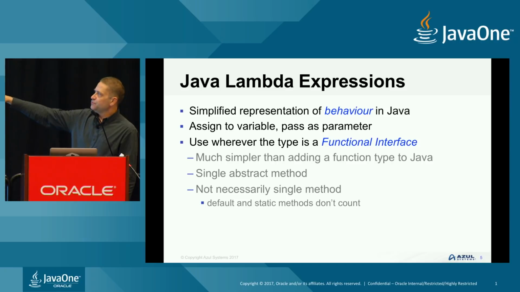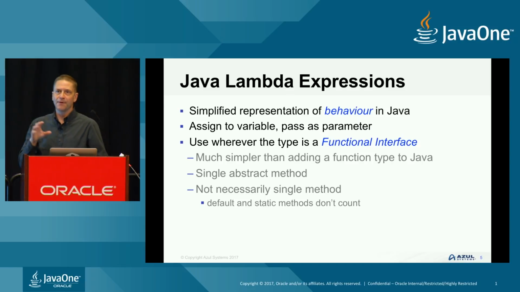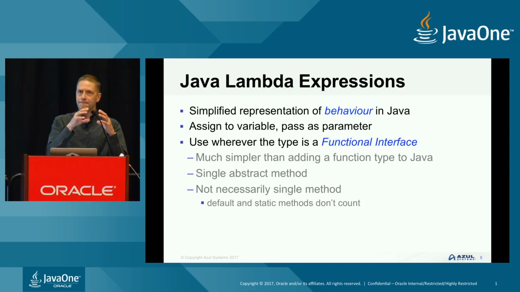So in JDK 8, if you have a single abstract method, then you can use a lambda expression to represent that. And the key thing about that is that the body of the lambda expression is the implementation of that single abstract method.